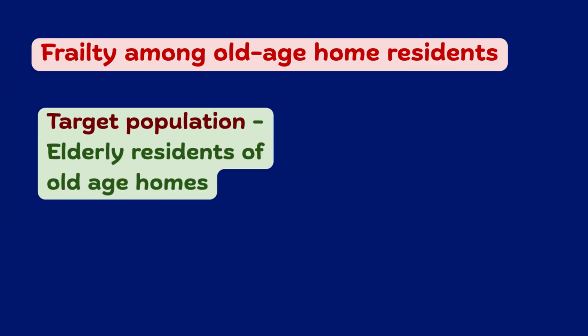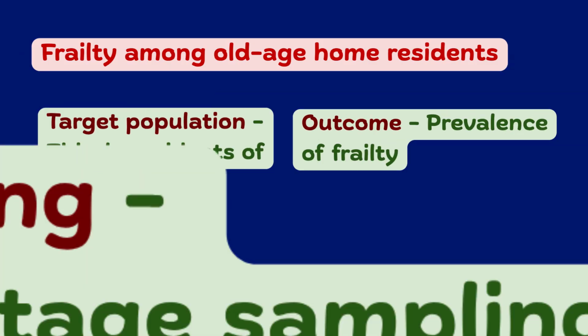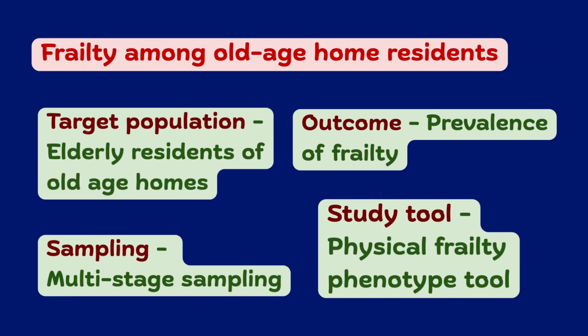In this study, the key elements can be summarized as target population, elderly residents of old age homes; outcome, prevalence of frailty; sampling strategy, multi-stage sampling; and study tool, physical frailty phenotype tool.